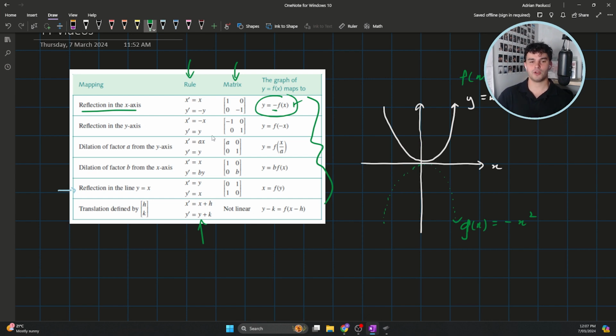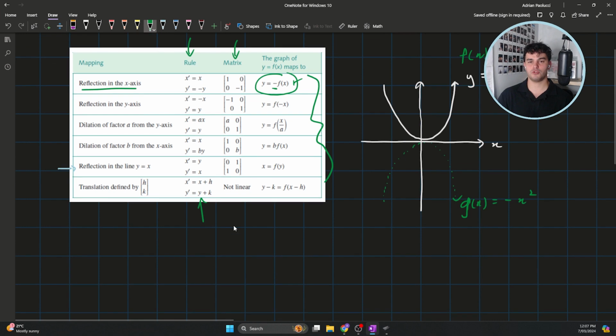So let's go through another example, and then we might do two at the same time, just to show you how it actually works when you have multiple operations happening at the same time. And I might go away from x squared because most people would be familiar with that. I'll use a square root graph or something along those lines. So let's do a dilation by a factor of a from the y-axis, because this is one that a lot of people get confused with, and you'll see why.